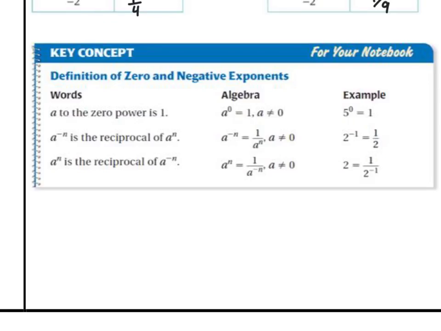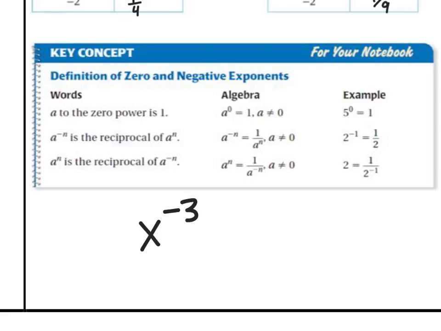With 0 exponents, anytime you take something to the 0, the entire answer is 1. And if you have a negative exponent, what it does is it flips it to the other side. I'm going to do an example of that really quick: x to the negative 3.